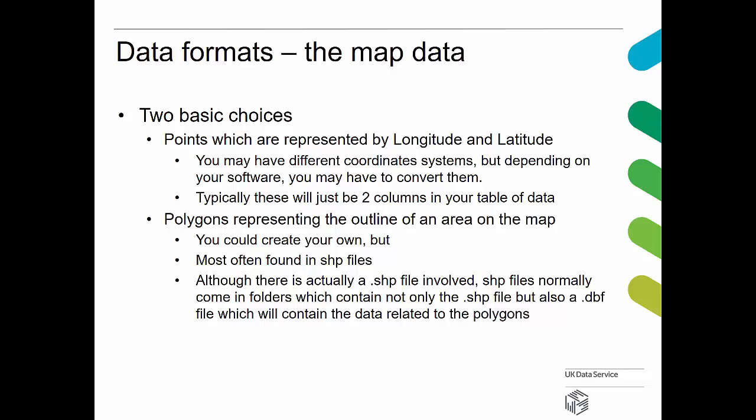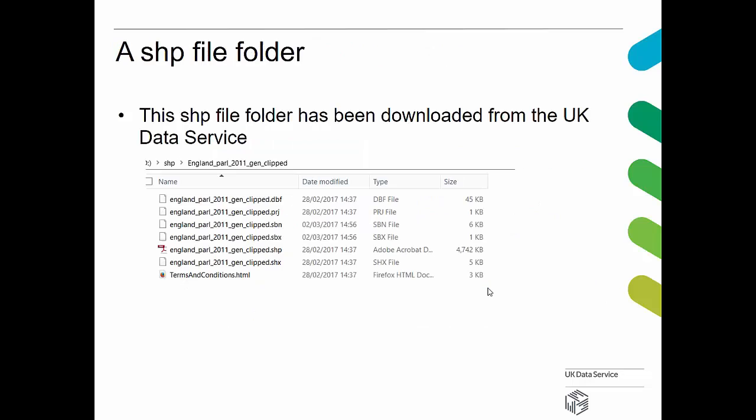Polygons, these are the outline areas of the map. You could create your own, but most often you find them in what's called a shapefile. And these can be downloaded from the sites we mentioned earlier. Shapefiles are normally delivered to you, downloaded as complete folders. The folder contains not only the shapefile itself, but also a .dbf file, and it's the .dbf file which actually contains the data related to the polygons. They're automatically matched up when you load them into packages.